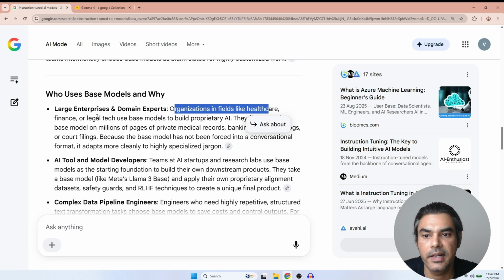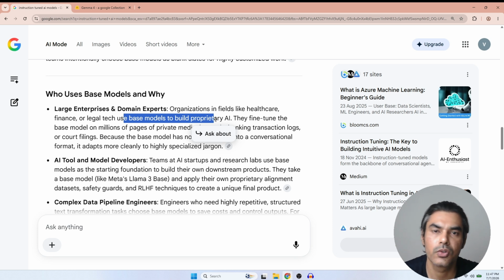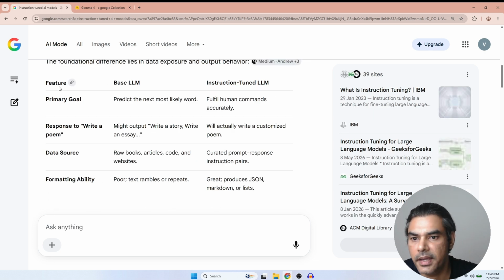Organizations in fields like healthcare, finance, and legal tech use base models to build proprietary AI. They want to tune the AI model to answer in their business terms. That is why they start with the base model and then do more training on their business data, so that the AI model learns the nuances of those businesses. But for us, common people who just want to use it for day-to-day tasks, we don't want to tune it for our business, so we will just go ahead and use the instruction tuned models.